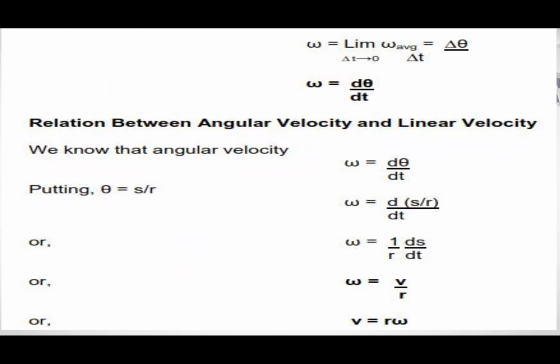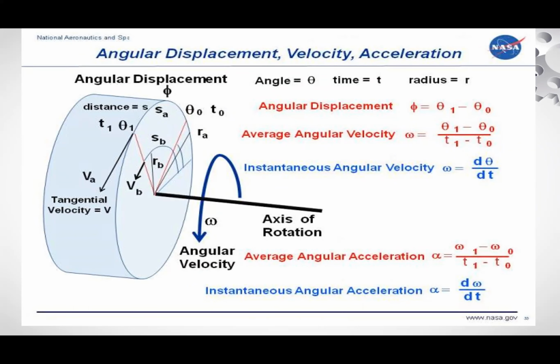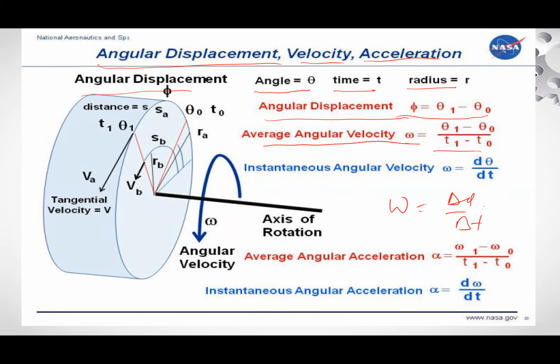Now, I will explain angular displacement, velocity, and acceleration. Angular displacement is represented by theta, along with time and radius. The change in angular displacement is the final angle minus the initial angle. With respect to time, this gives the angular velocity. Angular velocity is the change in displacement divided by time. Angular acceleration is the change in angular velocity with respect to time.